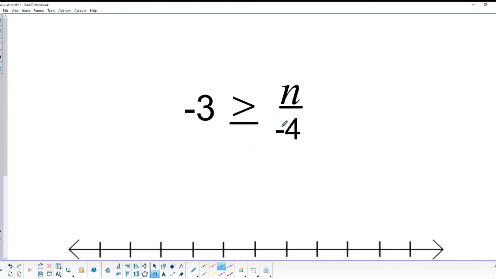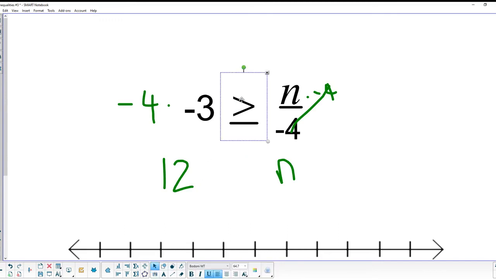All right, on this one, we're dividing n by -4. That means we're going to have to multiply by -4 to solve it. And because we're multiplying by a negative number to solve this, when we get all of our results here, we have to remember that because we multiplied by a negative number, the arrow's going to switch on us like that. So what does the final answer then look like? The final answer looks like this: 12 is less than or equal to n.